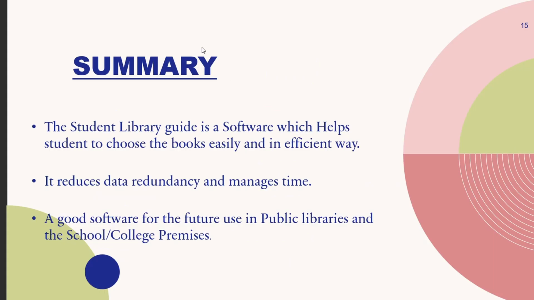Okay, now let us start with the summary. The Student Library Guide is software which helps students to choose books easily and in a more efficient way without the assistance of others. It reduces the data dependency, manages time, and cuts the cost of the library. It is a good software for the future of the public libraries and the libraries of our schools and colleges.